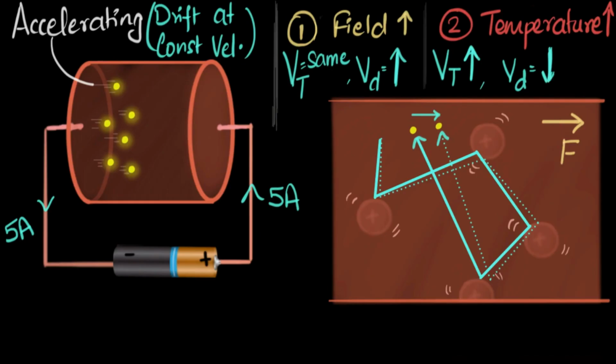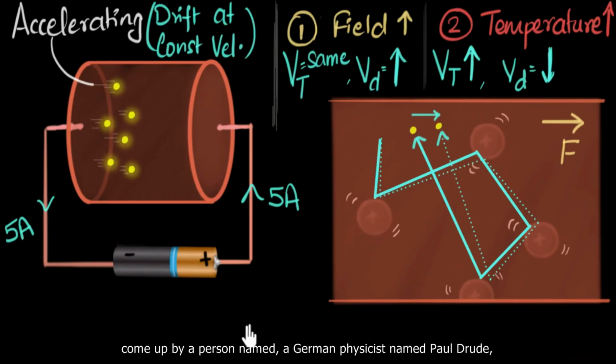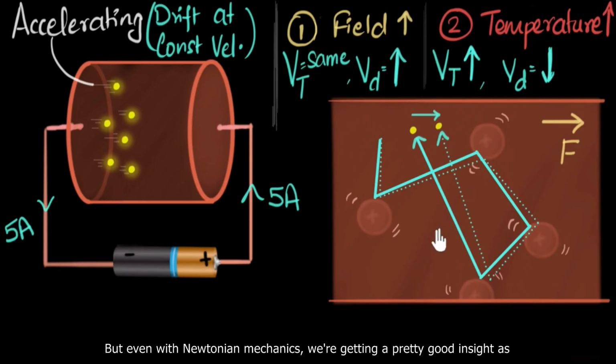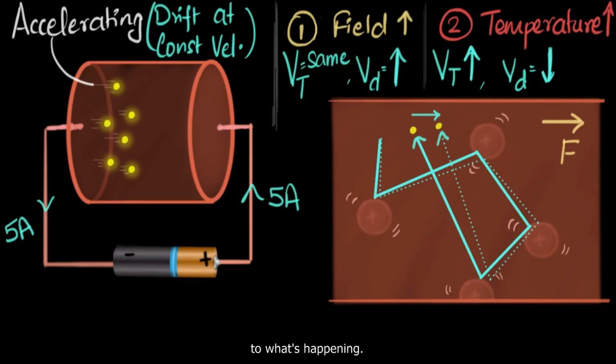That's pretty much it. I want to close this by saying that this model was first come up by a German physicist named Paul Drude, and so this is called the Drude model. And although the model is very primitive in the sense we are still using Newtonian mechanics, you might know by now that electrons are quantum particles and we need to use quantum mechanics. But even with Newtonian mechanics, we're getting a pretty good insight as to what's happening. And we will see, even with just this Newtonian mechanics, we will be able to derive Ohm's law.